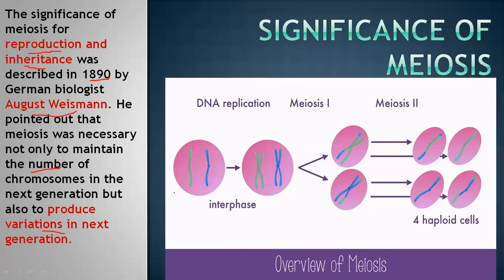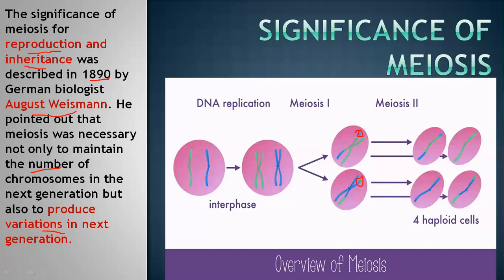So you can see here in the diagram, one cell is divided into 4 cells. Here you can see in meiosis 1, genetic variation is done. You can see this chromosome is blue and this is green. So some part is blue in the green and some part green in the blue. It means both of these have exchanged the genetic material. By exchanging the genetic material, by the process of crossing over, variation in the next generation is done.